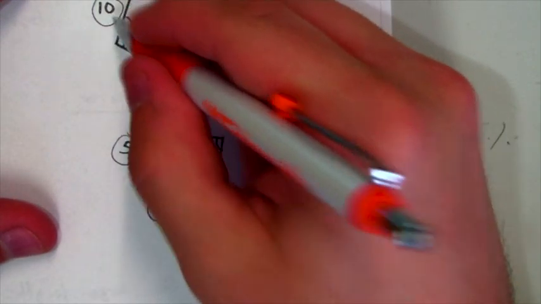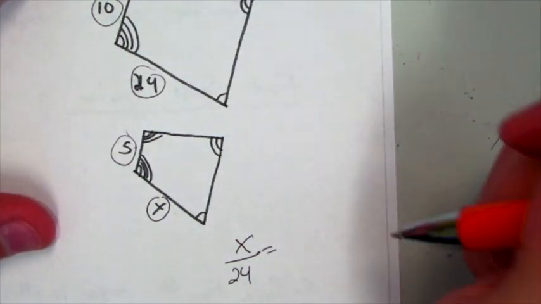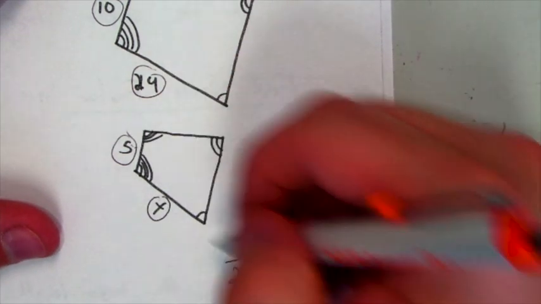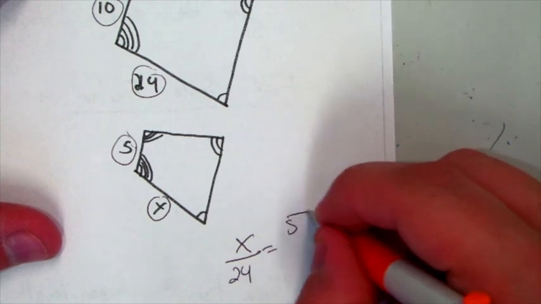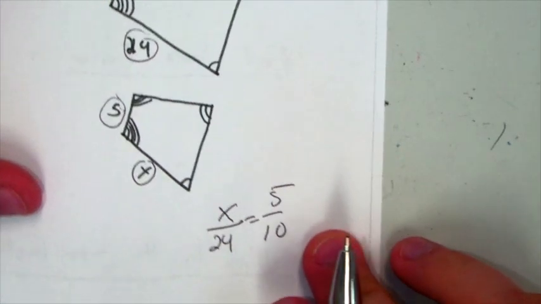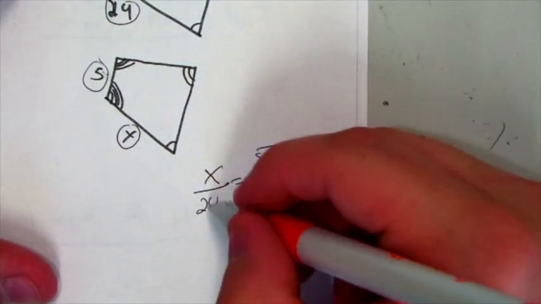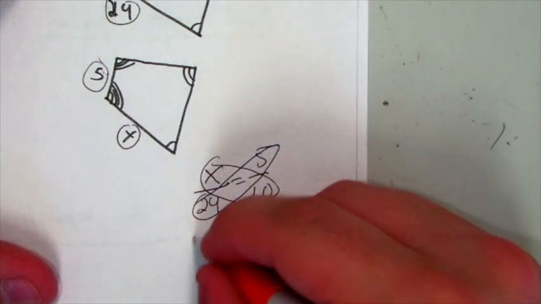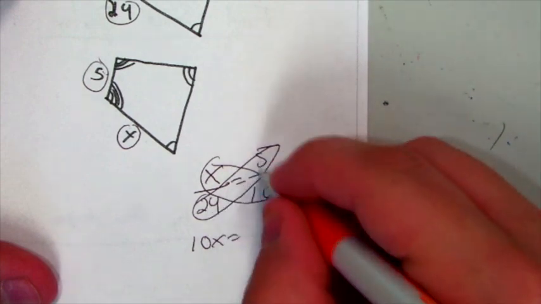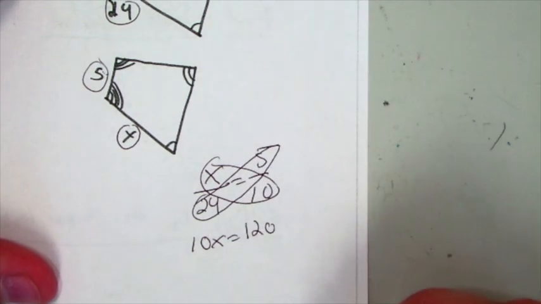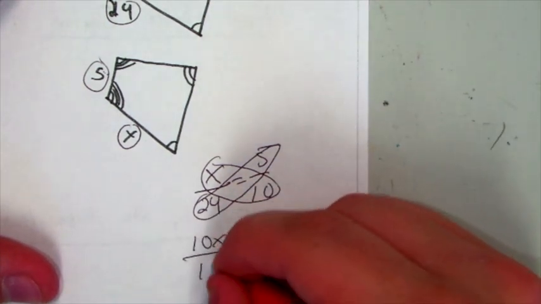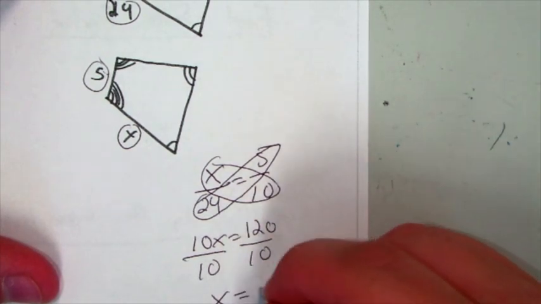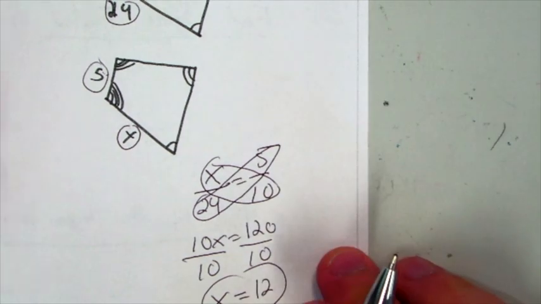The 5 corresponds to the 10. They're in the same place on different shapes. So 5 was on the small one. I started with small, so I'm going to continue with that. So I have 5 to 10. If I do the cross multiplication, I have x times 10, or 10x, equals 24 times 5, which is 120. To get x all by itself, I divide both sides by 10, and I see that x equals 12.